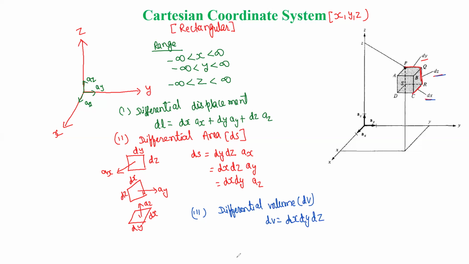So like this, we have to consider all these phenomena. The important thing here is the range of these parameters and the expressions for differential displacement, differential area, and differential volume. This surface of the cuboid is rectangular in shape, so you know that the area of a rectangle is length into breadth. On the basis of what we have written, an area vector will always be perpendicular to the plane in which the surface lies.